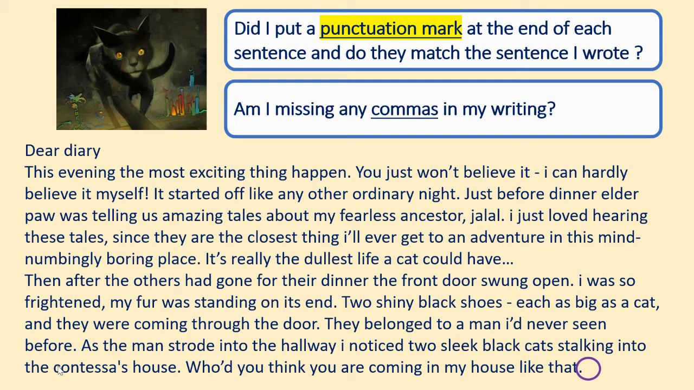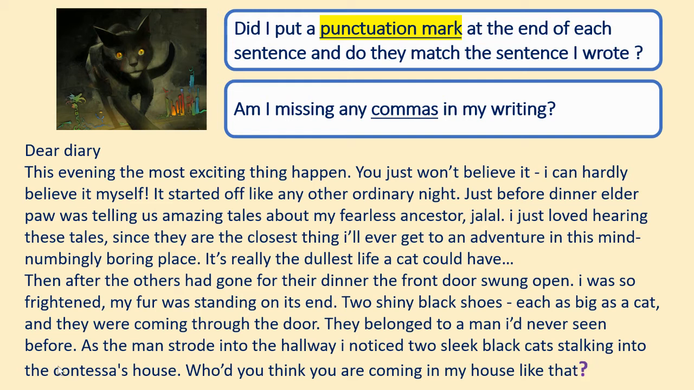Who do you think you are coming in my house like that? And I know you're yelling at your screens now. You're telling me what kind of sentence that is. You're saying to me, Miss Dandring, that's a rhetorical question. We've learned about that. That's a rhetorical question expressing disbelief. And so that needs a question mark. There we go. Who do you think you are coming in my house like that? Really good rhetorical question. I'm using features I learned in my other lessons, and I'm using them in my diary. I wonder if you've done that.